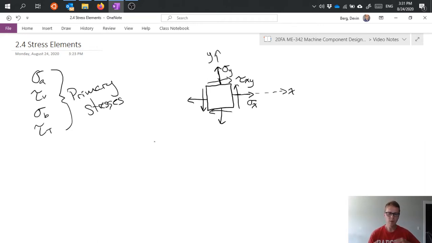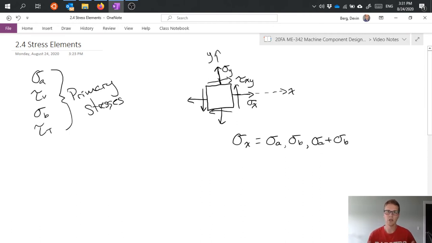Now, one thing you might notice right away is that I've written sigma x, sigma y, and tau xy, and nowhere did I write sigma a, sigma b, tau v, and tau t. That's because when we take our primary stresses and put them onto our stress element, we need to figure out how they work in combination. So in reality, sigma x might be sigma a, positive or negative. It might be sigma b, and it might be sigma a plus sigma b.